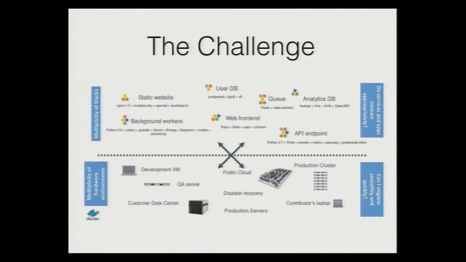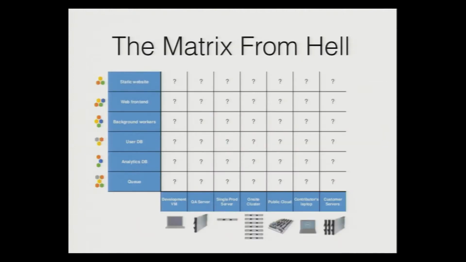We want to deploy to our friend's laptop. We want to deploy to Amazon. We want to deploy to the QA server. So we will get this matrix. There are so many kinds of software stacks, and we want to deploy to so many kinds of servers.